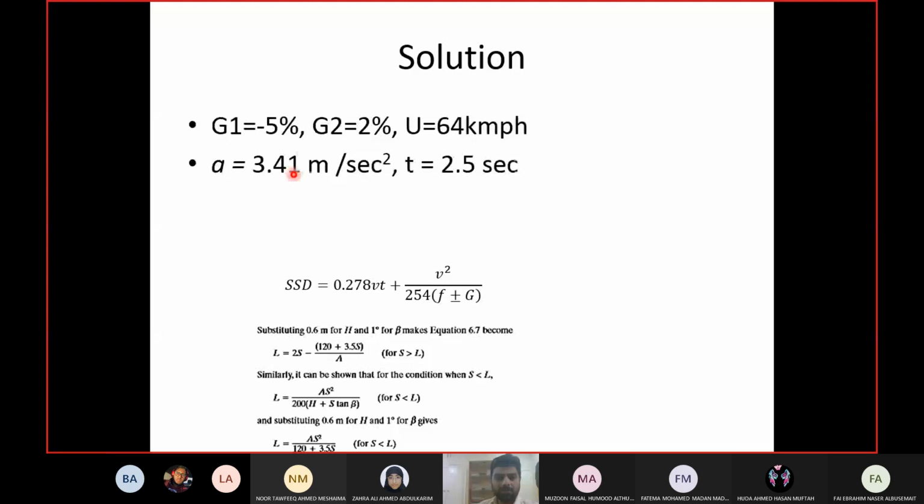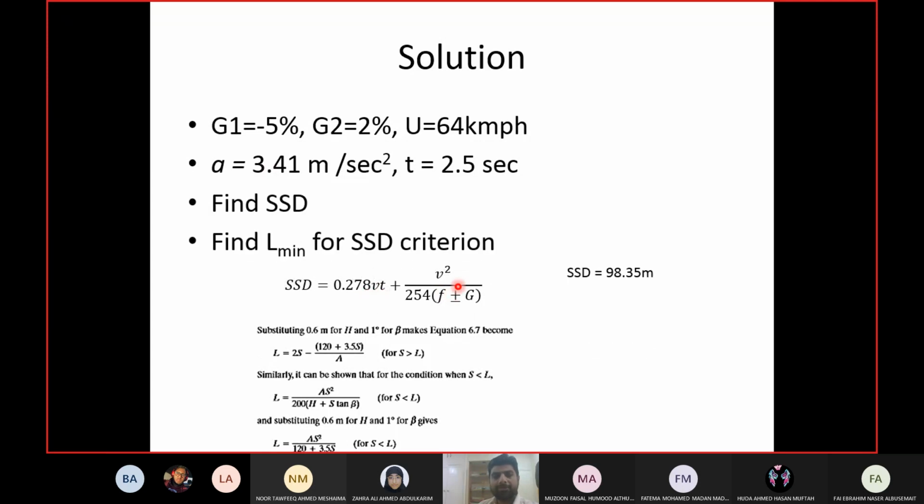So we have the deceleration rate, and we have the perception reaction time. This is the equation for stopping sight distance. V is given as 64 kilometers per hour, T is 2.5, and F is A upon G. So we are given with A, and G is 9.81. So F will be 3.41 upon 9.81, which will give you 0.35, and G.